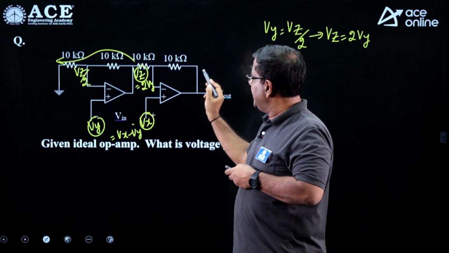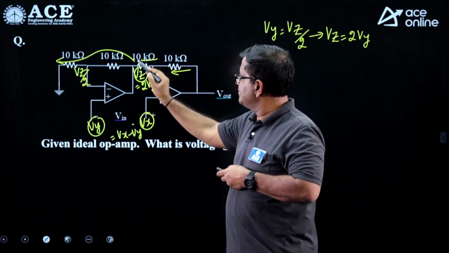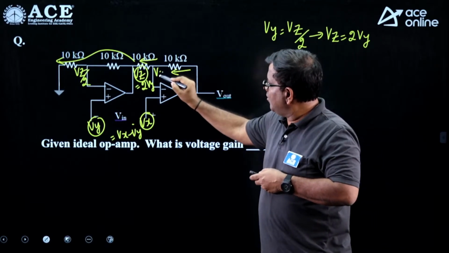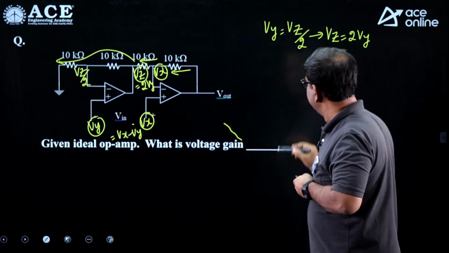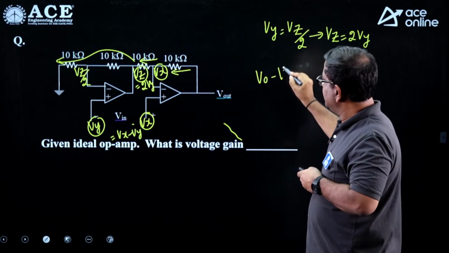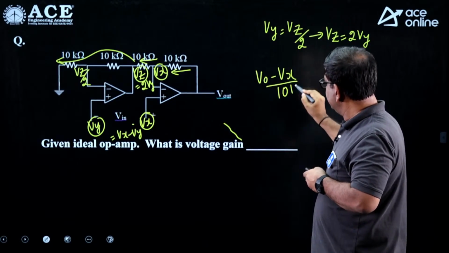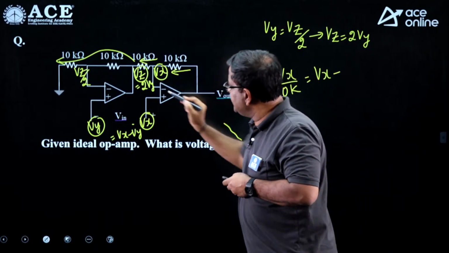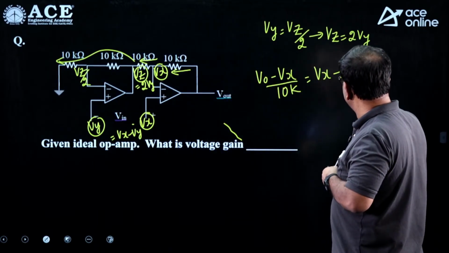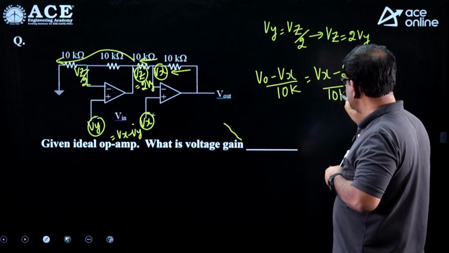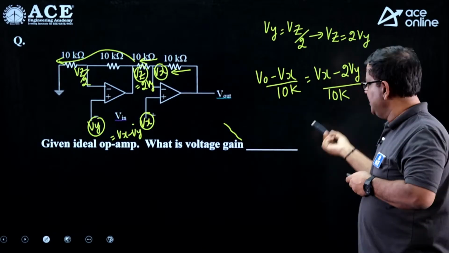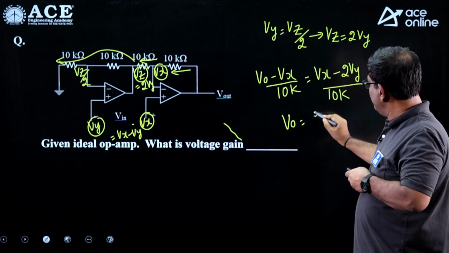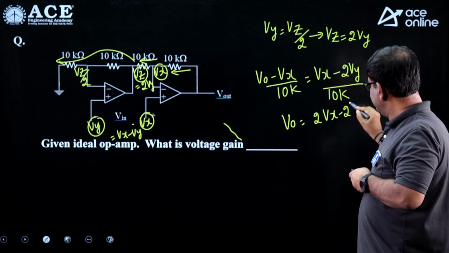Here also you can apply KCL if you wish. So the current entering is equal to current leaving. Op amp tries to keep these two potentials same. So (V naught minus Vx) by 10k is (Vx minus Vz) by 10k. How much is Vz? 2 Vy. So (Vx minus 2 Vy) by 10k. Fortunately these two resistors are same, so we got the answer. V naught is 2 Vx minus 2 Vy.